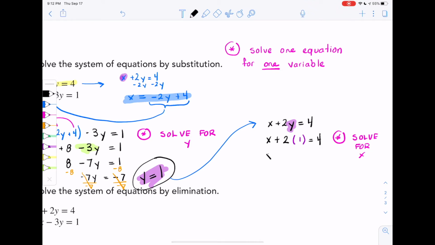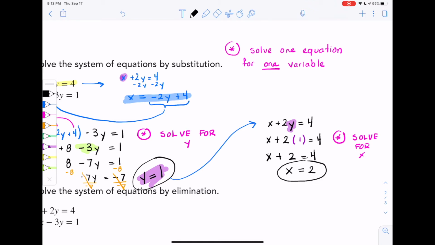Solving for x would result in x plus 2 is equal to 4, and I would subtract 2 from both sides. X is equal to positive 2. That's my x and y value. When you write your answer for a system of equations, you should write it as an ordered pair. We went over that in yesterday's video.